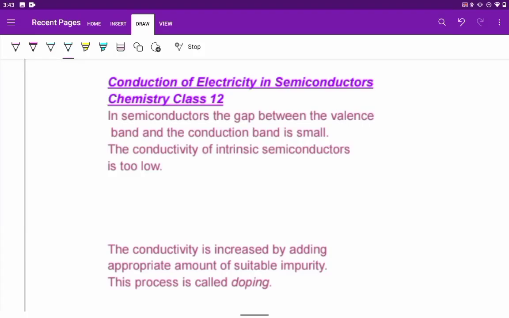Today we will deal with the topic Conduction of Electricity in Semiconductors. This is a topic of chemistry for class 12 students. Now see, in my previous video we have seen that in the case of semiconductors, the gap between the valence band and the conduction band is small. But the conductivity of the intrinsic semiconductors is quite low.